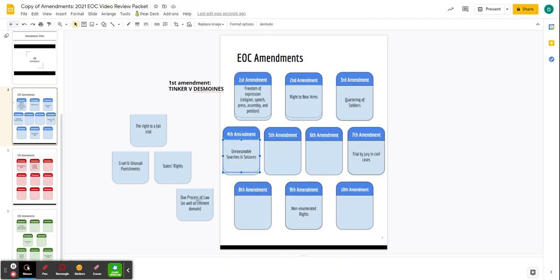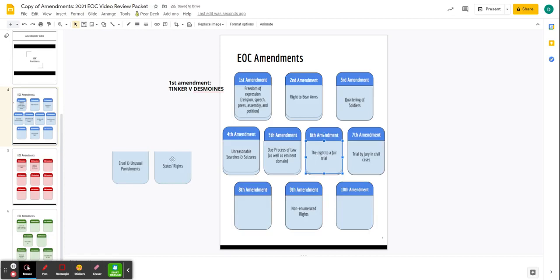The Fifth Amendment is known as the Due Process Amendment. So these are your rights of an accused person. So the right to remain silent, the right to an attorney, the rights of the accused, as well as eminent domain. This is also where you can't incriminate yourself on the stand. So if you ever hear someone say, I plead the Fifth, that also involves the Fifth Amendment. Our Sixth Amendment is the right to a fair trial by a jury of your peers.